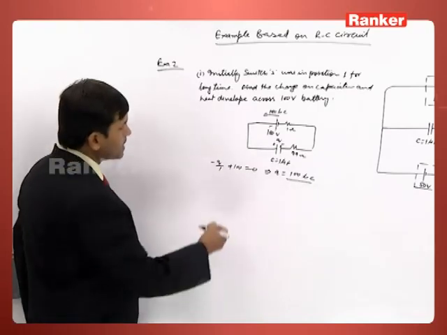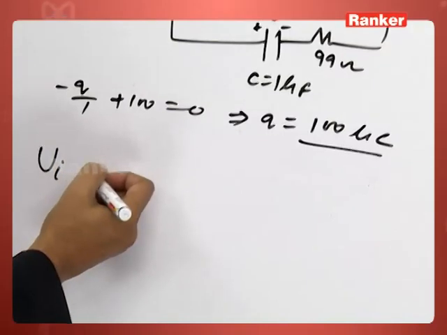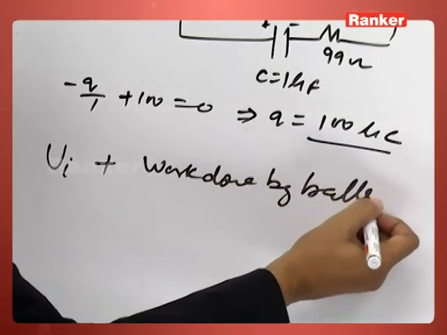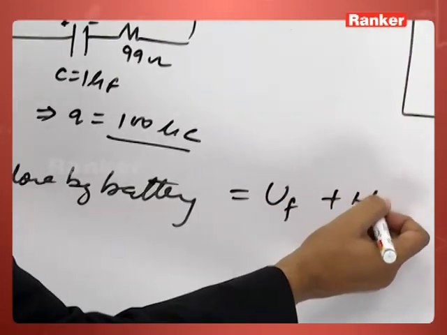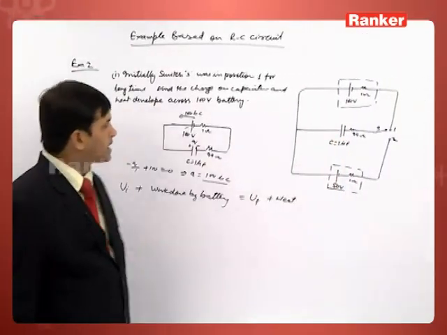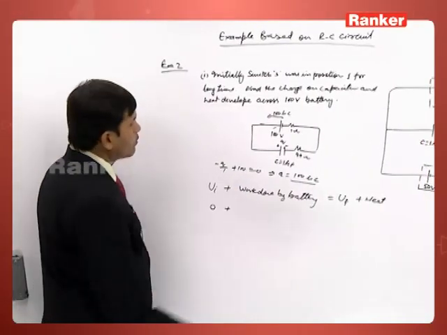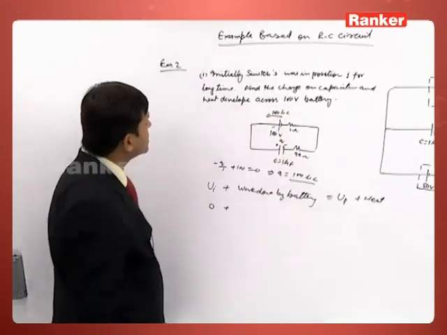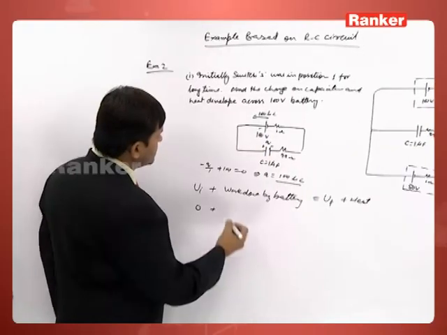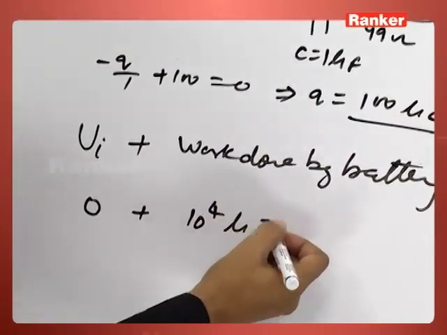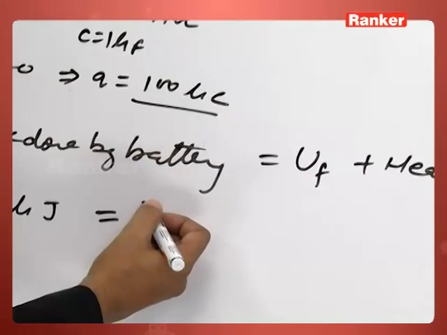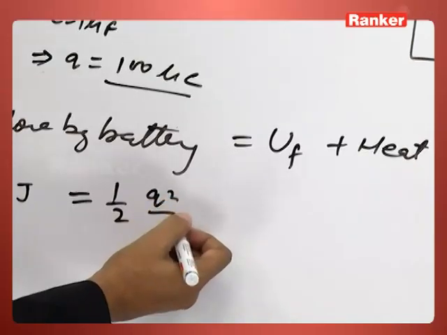Now heat developed. According to energy conservation, initial energy plus work done by the battery is equal to final energy plus heat. Now, initial energy. Initial means when the switch was not connected, the initial energy in the capacitor was zero. Work done by battery: the battery is supplying energy, as we know, work done by battery means charge flown through the cell into its EMF. Charge flown is 100, EMF is 100. So this will be 10 to the power 4 microjoule. This is the work done by the battery. And final energy is stored in the capacitor, which means half Q square by C, plus heat.